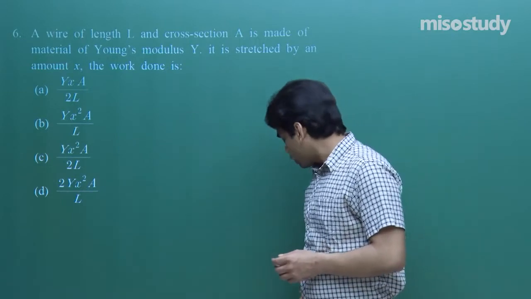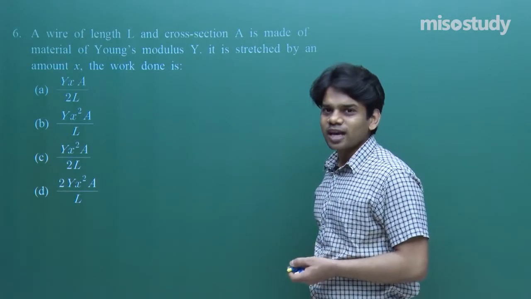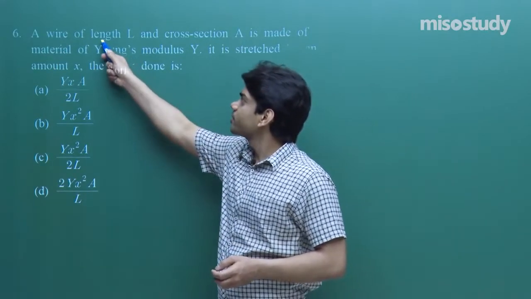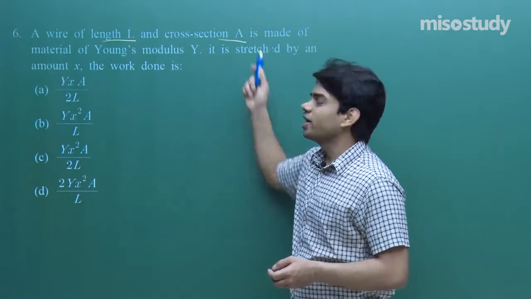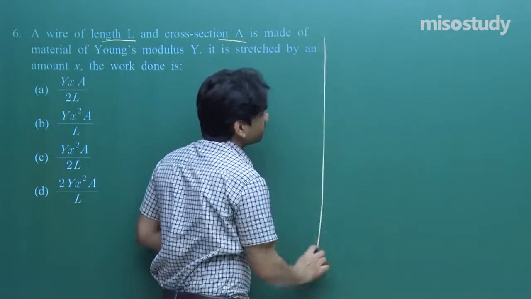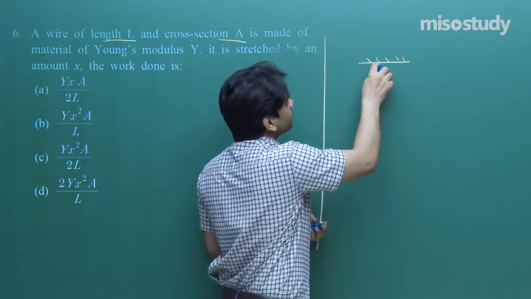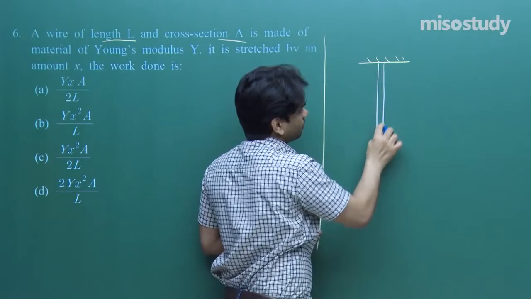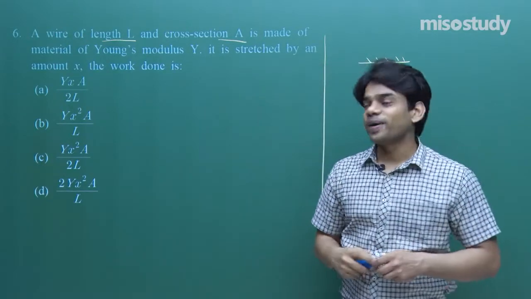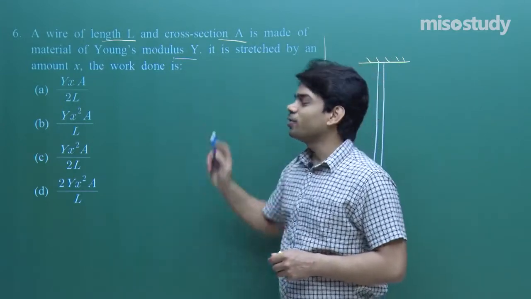Now see how to solve such kind of questions. It's simple. If we apply very simple physics, we are going to reach the answer. It says that we have a wire of length L, and its area of cross section is A. If I draw the wire, how will it look? Let's say this is the wire which is hanging as shown. Now this has been stretched by an amount X. Its Young's modulus is Y.